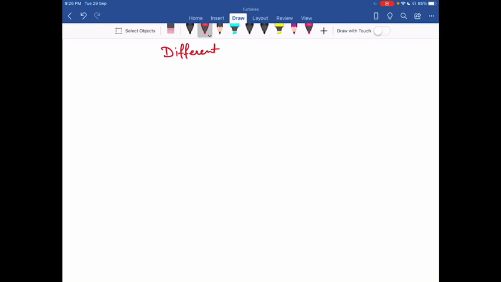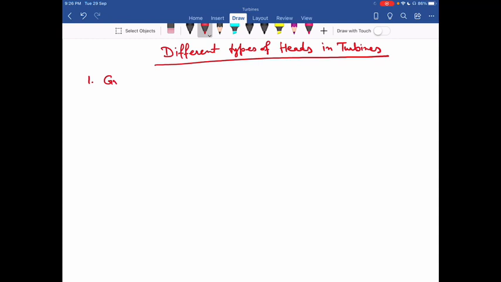Types of heads in turbines. Okay, so in turbines we talk about two types of heads. One is the gross head, and second one is the net head.